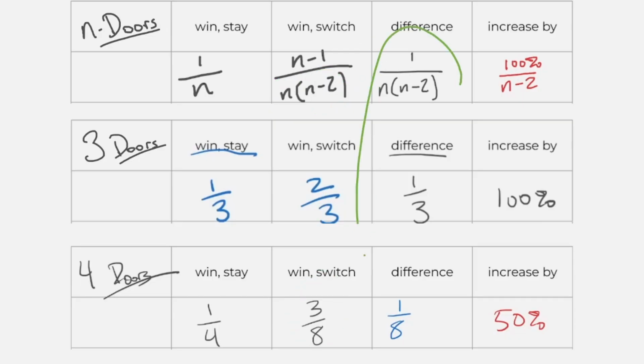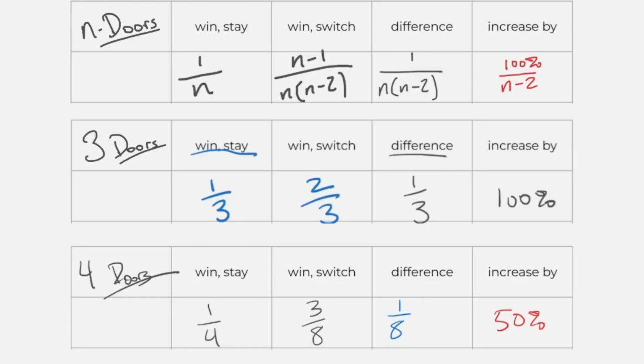Okay, now let's think about the difference. If we have n being 3, then we have 1 over 3 times 3 minus 2, which is 1. So this is 3 times 1, which is just 3. That's 1 over 3. Great. If we think about n being 4, then we have 4 and n minus 2. 4 minus 2 is 2. So 1 over 4 times 2 is 1 over 8.